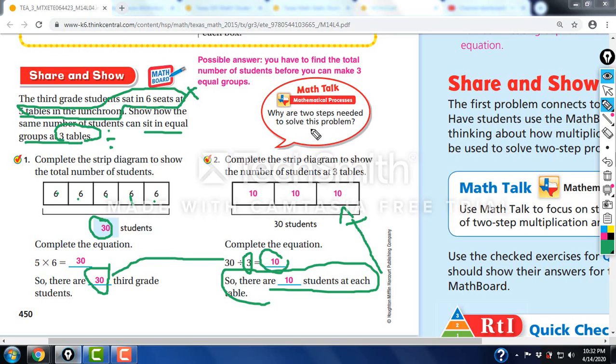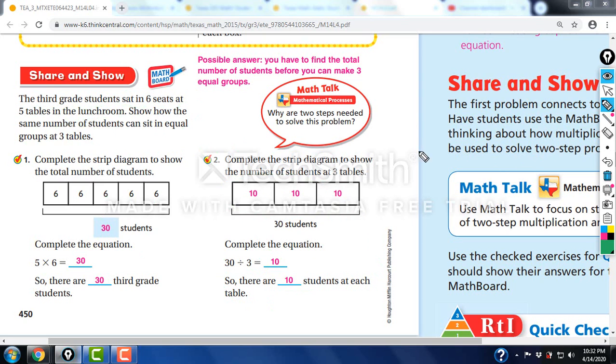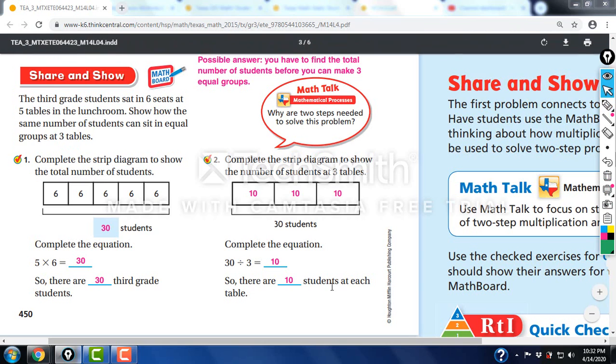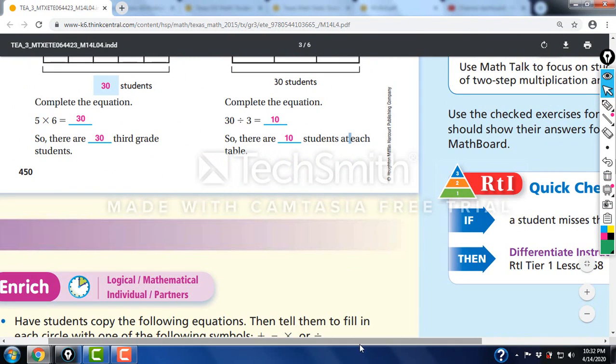So these are the 2 steps needed to solve the problem. It's multiplication and division. So you have to find the total number of students before you can make the 3 equal groups. This is the key. Sometimes we want to jump straight to this one because we take these numbers here and think, oh, I'm going to multiply, that's my answer. No. First get the total amount, then divide them into the equal number of equal groups. So again, analyze the question. Okay, let's take a look at the next.